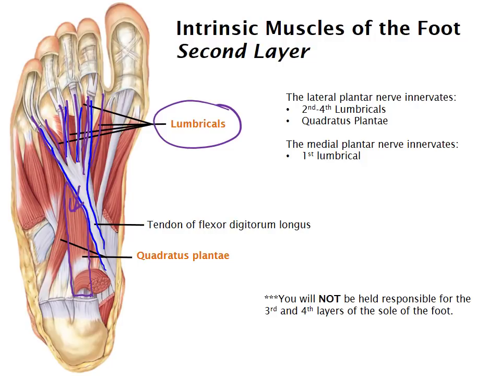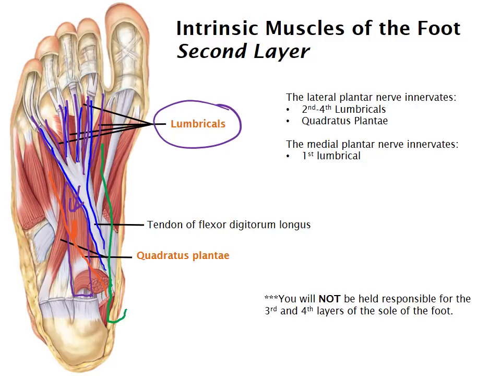The quadratus plantae muscle is innervated by the lateral plantar nerve. Let's take this tibial nerve, we'll make it split into a medial, and I'll change the color, and we'll make a lateral plantar nerve. And so here, that lateral plantar nerve will innervate the quadratus plantae muscle.